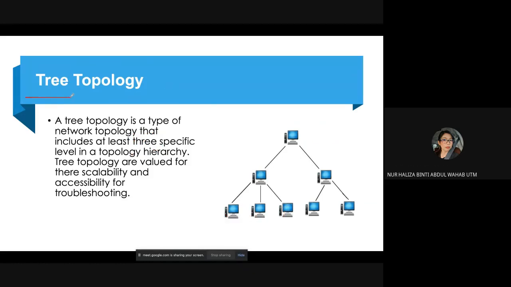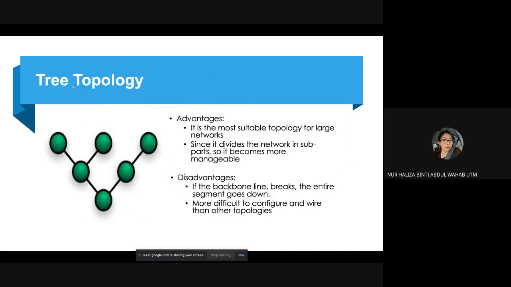So normally in our big company, they're going to use tree topologies because it's easy to configure later on. It's manageable. And large network. Okay, for large network. Disadvantage-nya, if backbone line is break, the entire segment is down. As I already mentioned, kalau you punya KTC punya router rosak, so satu college lah tak ada internet. Something like that. So if let's say CICT, satu university lah tak ada. Something like that. So it's easy for you to understand and configure.